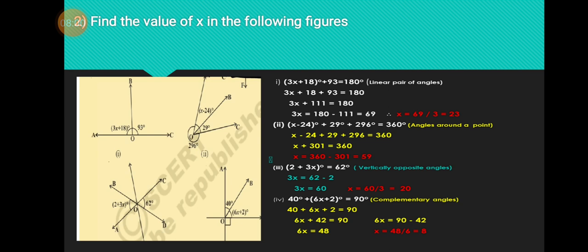X minus 24, 29 and 296 are the angles around a point O. So, the sum of these three angles will be equal to 360 degrees. And what is the reason? Angles around a point. So, open the bracket and do the algebraic simplification. X minus 24 plus 29 plus 296 equals 360. When we add 29 and 296 and from that sum subtract 24, we get 301. So x plus 301 is equal to 360. X is equal to 360 minus 301, which is 59 degrees.